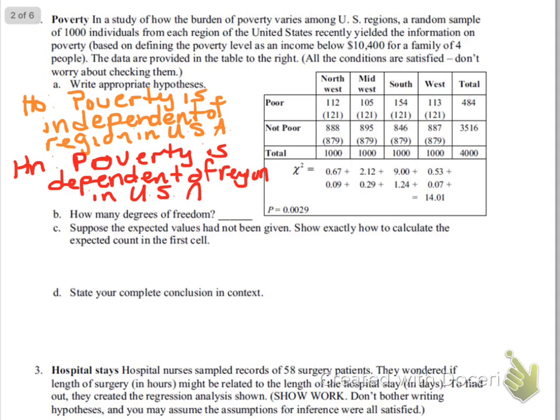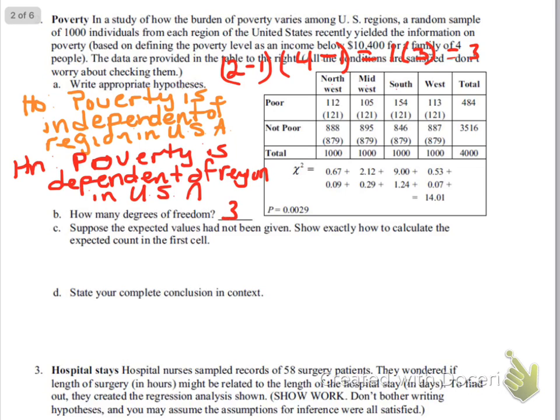Okay? Now, how many degrees of freedom are there? Well, the formula for degrees of freedom is going to be 2 minus 1 because there's 2 rows, and 1, 2, 3, 4 columns, so 4 minus 1 is 3. That's 1 times 3, which is 3. Remember, we do not include the totals when we count those up.